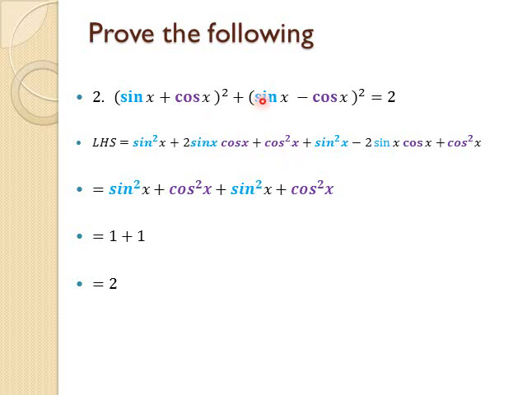For this side, sin x times sin x is sin squared x. Sin x times negative cos x gives me negative sin x cos x, times 2, which gives me negative 2 sin x cos x. Right? Negative times negative, positive. Cos x times cos x, cos squared x. 2 sin x cos x minus 2 sin x cos x, they cancel. So I'm left with sin squared x plus cos squared x, sin squared x plus cos squared x. According to the square identity, sin squared plus cos squared is 1. 1 plus 1 gives me 2.